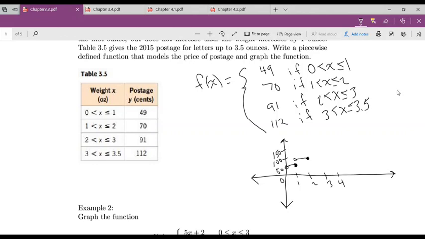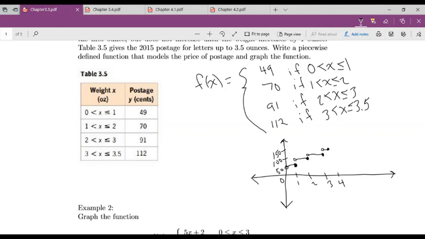Now from 2 to 3 it's 91, so a little bit closer to 100. We'll draw the line here and draw the closed circle here. And from 3 to 3.5 is 112, so a little over 100. So open circle on 3 because it's not equal to 3, and closed circle on 3.5. So your piecewise defined function approximately looks something like this. A lot of people call it a step function because a lot of times it looks like a pair of stairs that you're walking up.